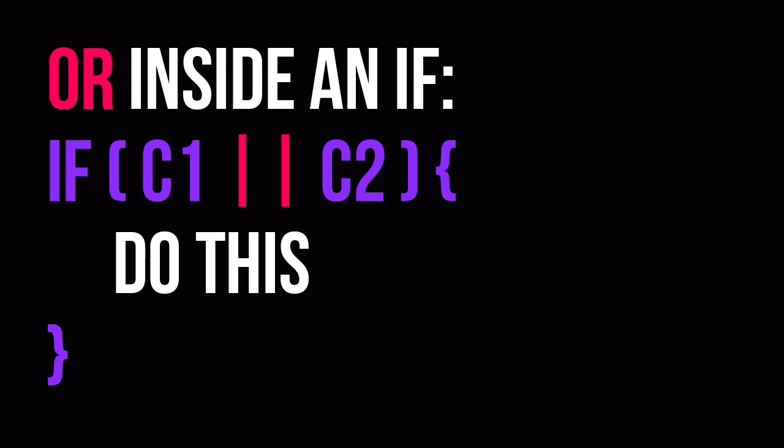Then we have or. Or is if, then you have a condition, then you have 2 parallel bars, then you have another condition. If either of those conditions are true, if both of them are true, one of them has to at least be true, then the entire thing evaluates to true, and then whatever's inside the if curly brackets gets executed. Otherwise, again, if there's an else, that'll get executed, or nothing happens.